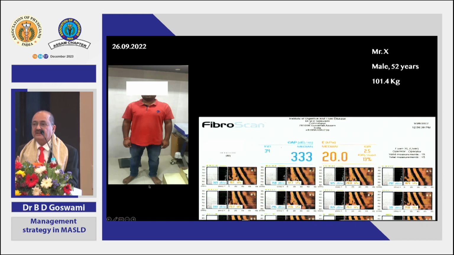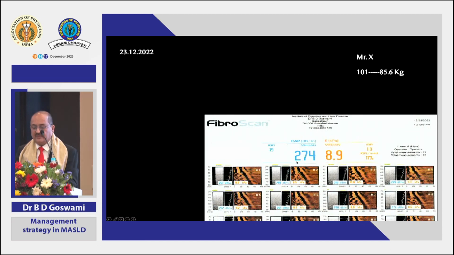Coming to this particular patient who came to me last year in September, when he came, his weight was 108, a 52-year-old male. I checked the fibrosis score. Stiffness was 20 and the CAP value was 333. So after 3 months when he came, this time his weight was 85.6.